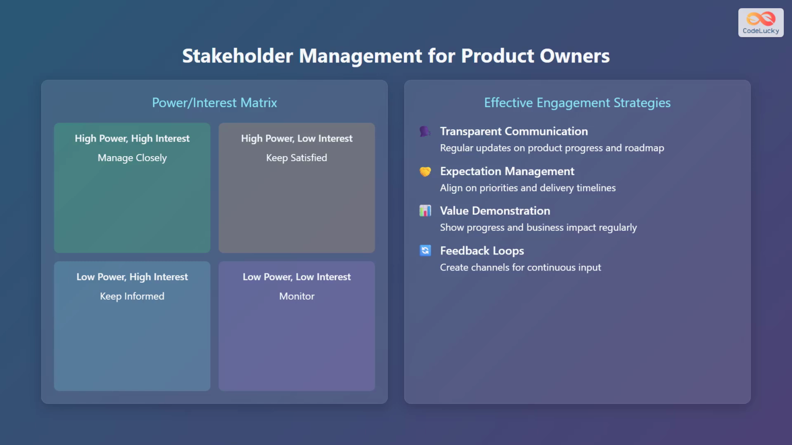Let us learn about stakeholder management for product owners. The power or interest matrix is a useful tool. Stakeholders with high power and high interest should be managed closely. Those with high power and low interest should be kept satisfied. Stakeholders with low power and high interest should be kept informed, and those with low power and low interest should be monitored. Effective engagement strategies include transparent communication, which provides regular updates on product progress and roadmap, expectation management, which aligns on priorities and delivery timelines, value demonstration, which shows progress and business impact regularly, and feedback loops, which creates channels for continuous input.